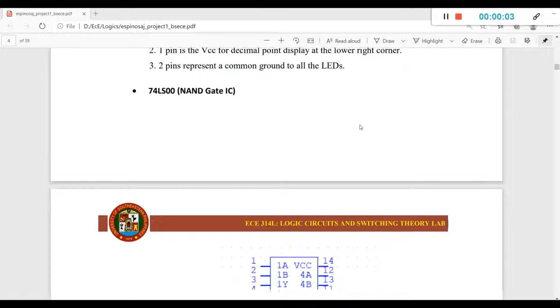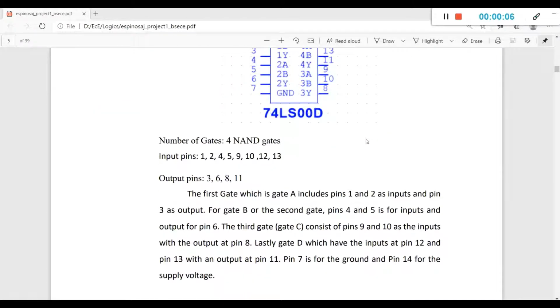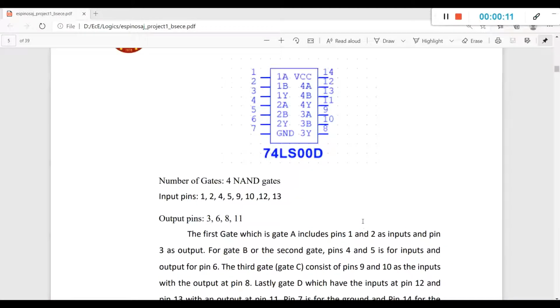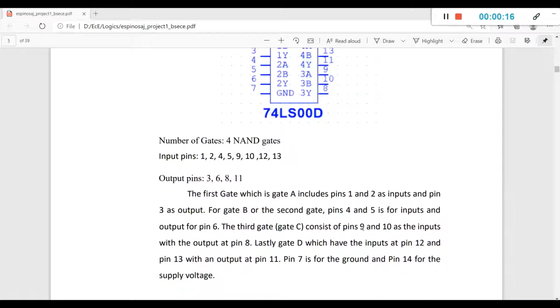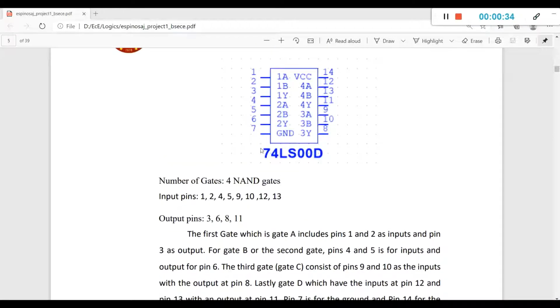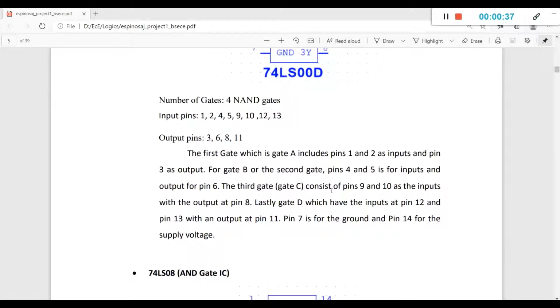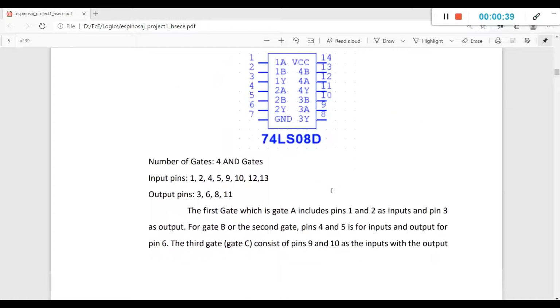For the 74LS00 NAND gate integrated circuit, there are 4 NAND gates available in this integrated circuit. The first gate, which is gate A, includes pins 1 and 2 as inputs and pin 3 as output. For gate B, pins 4 and 5 are inputs and the output is pin 6. For the third gate, pins 9 and 10 are inputs with the output at pin 8. And lastly, gate D has inputs at pin 12 and pin 13 with an output at pin 11. Pin 7 is for the ground and pin 14 is for the supply voltage, VCC.